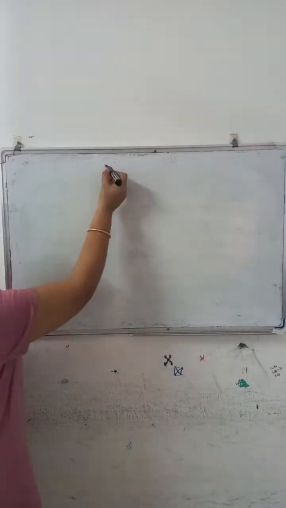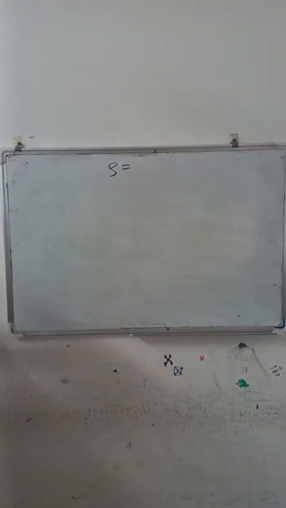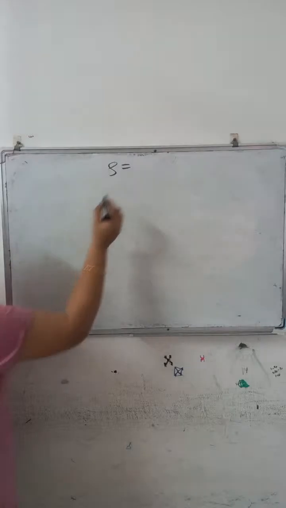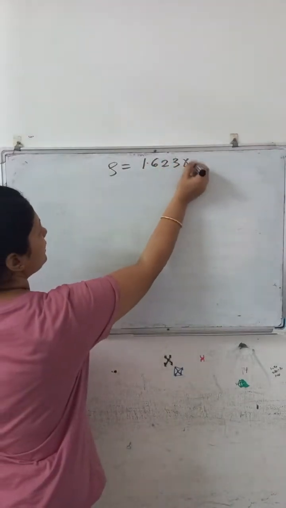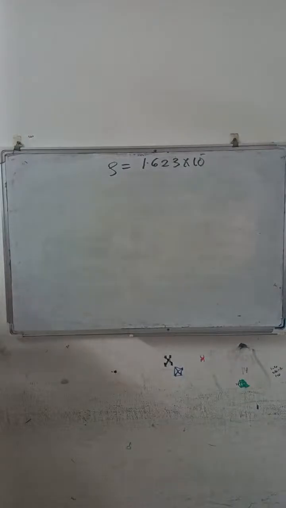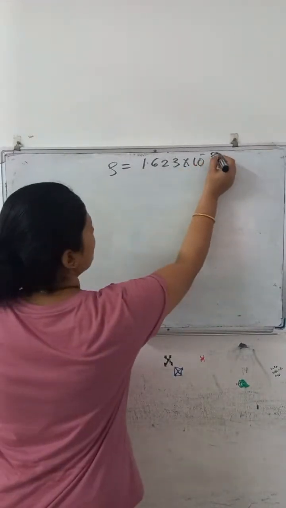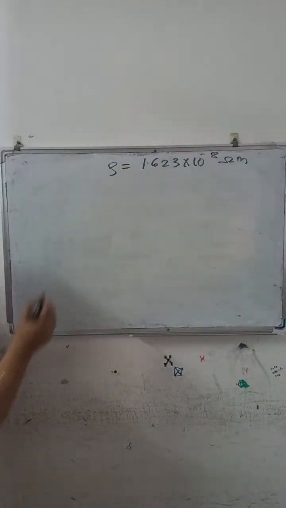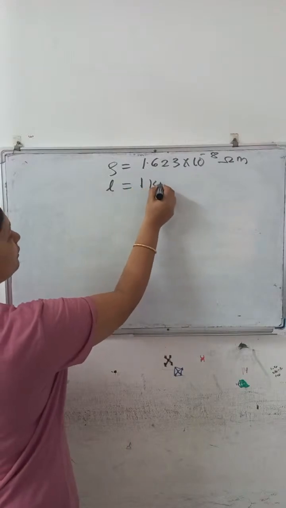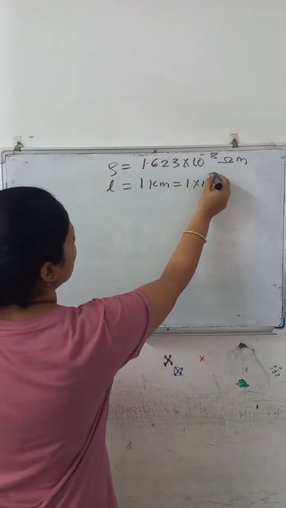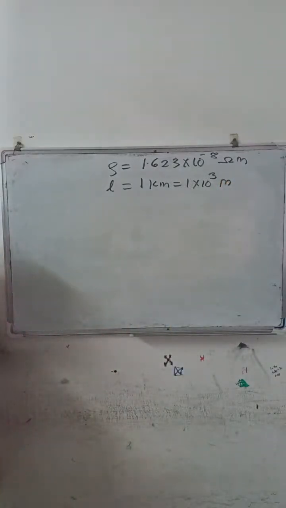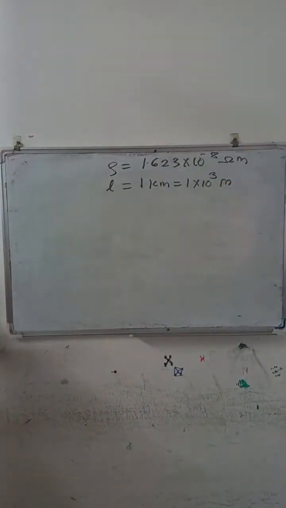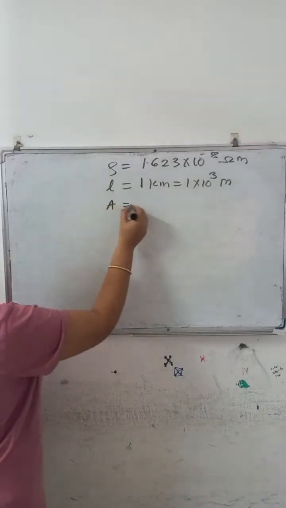So what are the given quantities? Here rho is given, that is the resistivity of the material, which is 1.623 into 10 raised to minus 8 ohm meter. Then they gave the length as 1 kilometer, that means 1 into 10 raised to 3 meters. Convert that into standard form, that is in terms of meter.